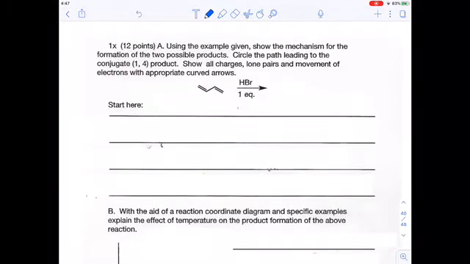Okay, so since these double bonds are equivalent to each other, you don't have to compare the two and figure out which one will give you the more stable products because they're exactly the same. So you can actually just jump right into the mechanism in this situation. So I'm going to go ahead and start.